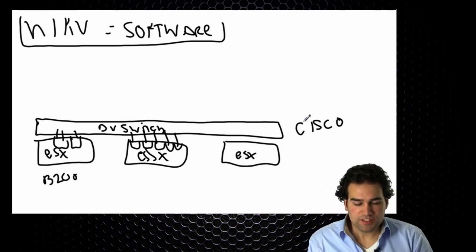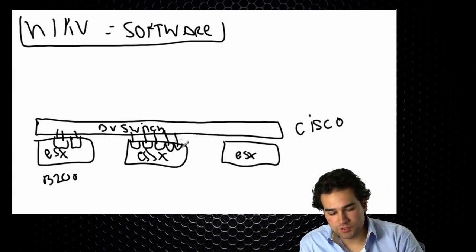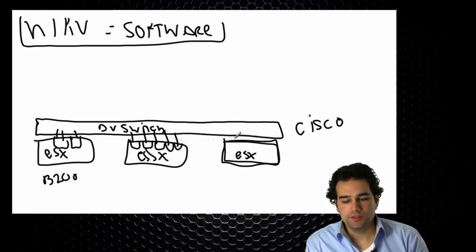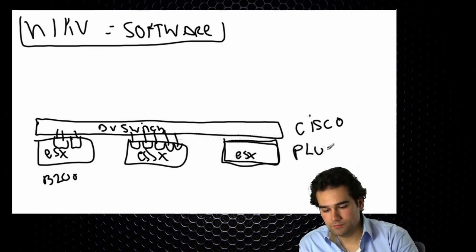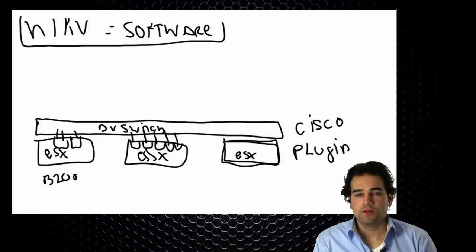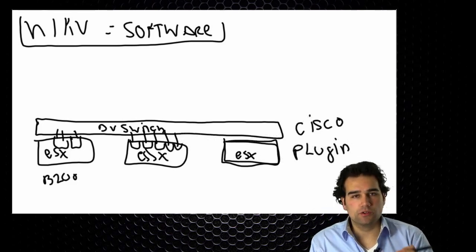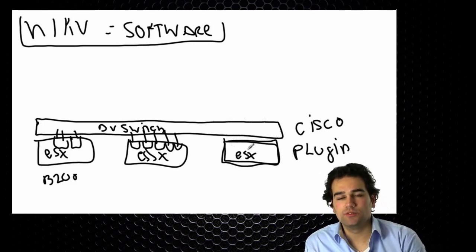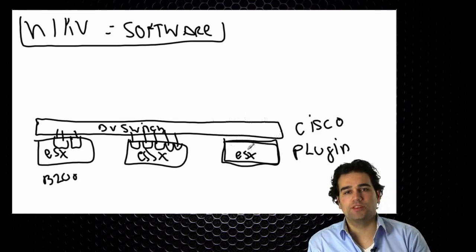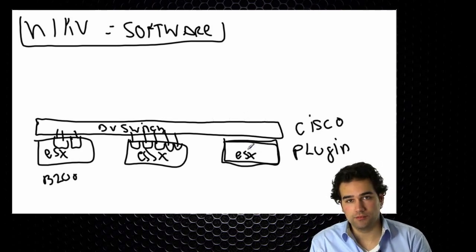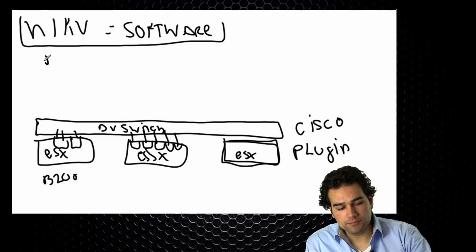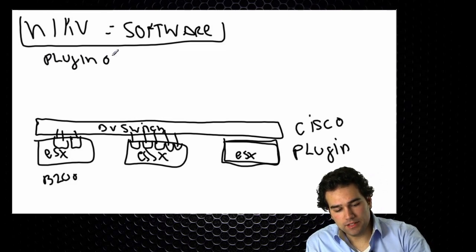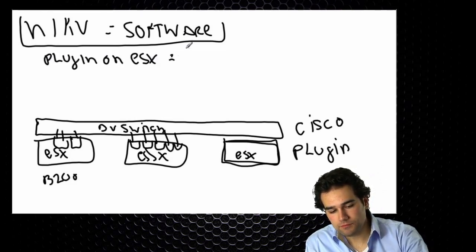Now, this requires, of course, first of all, some software being installed on the ESX host itself. So we install a plugin written by Cisco. So a plugin or a driver, as you can call it, we update that. So we replace the virtual switch in the ESX server with a Cisco switch, with a Cisco plugin. That plugin on the ESX host is called the Virtual Ethernet Module, or VEM.